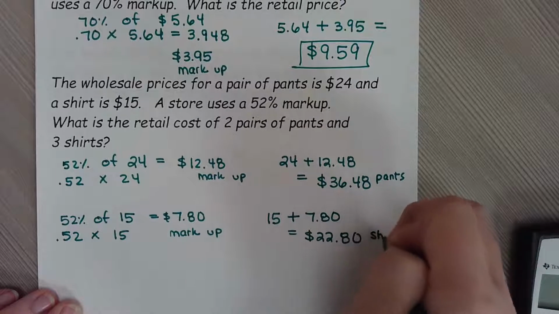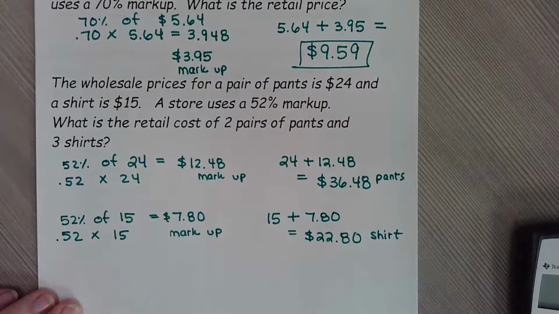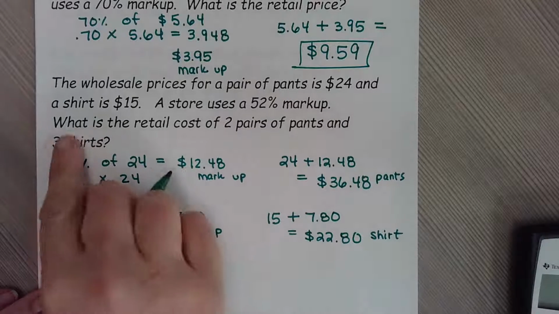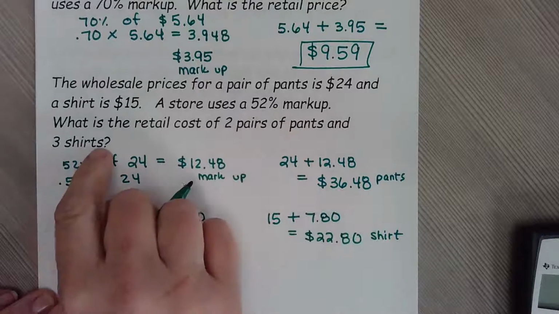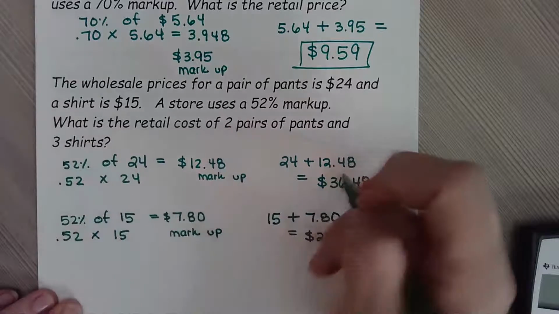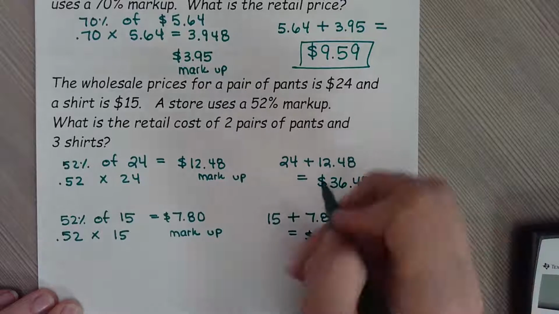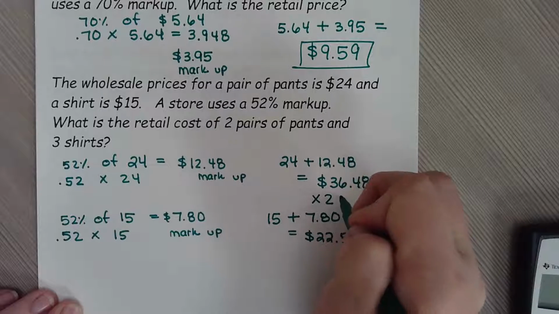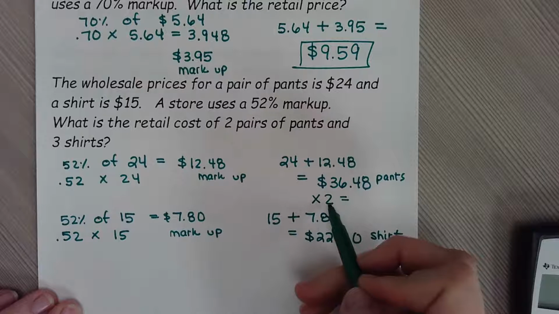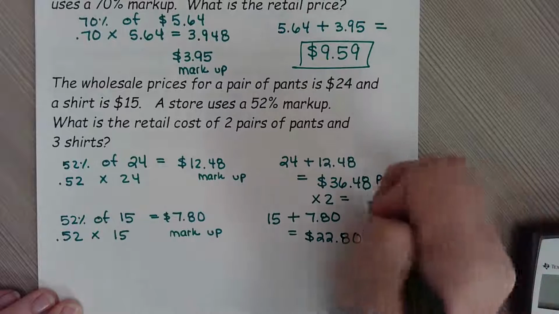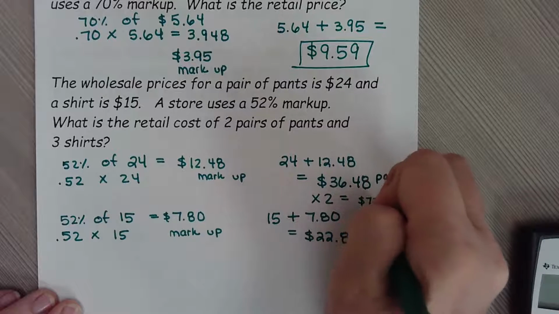And again, that is a shirt. Okay. What is the retail cost of 2 pair of pants and 3 shirts? So let's go back up here to our pants and say, all right, times 2, $36.48 for one. We're going to multiply that by 2, and that'll give us $72.96.